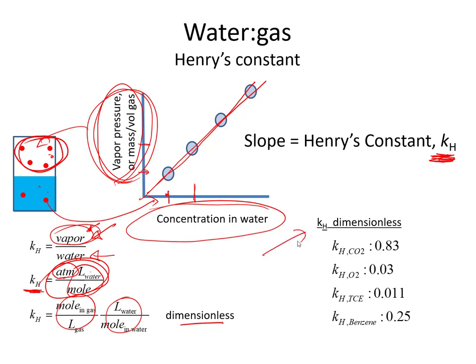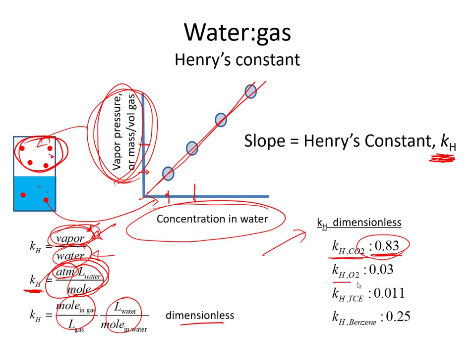And we can take a look over here on this side of the slide to see some values of kH in this dimensionless form. The kH of CO2 is pretty high. It's certainly closer to one. So this means that there's a higher concentration of CO2 in the vapor phase compared to the water phase when the two are in equilibrium.